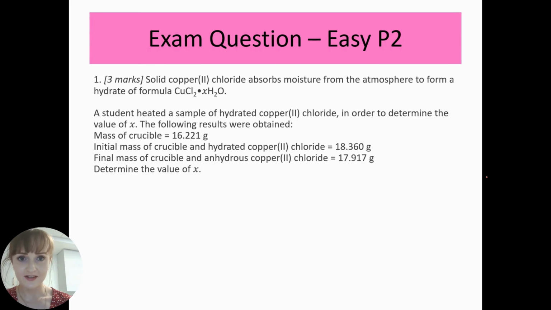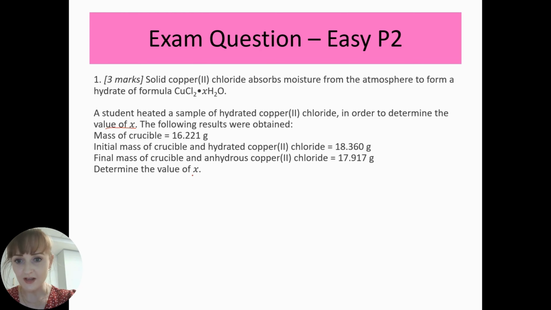Now let's discuss an easy level paper 2 question. This question is worth 3 marks, so if you want to pause the video and set a timer for 4.5 minutes, then I'm going to talk through the worked solutions. The question tells you that solid copper 2 chloride absorbs moisture from the atmosphere to form a hydrate of formula CuCl2.xH2O. The student heats the sample because they want to determine the value of x. They obtain the following results.